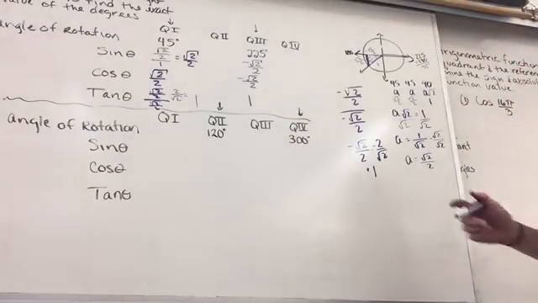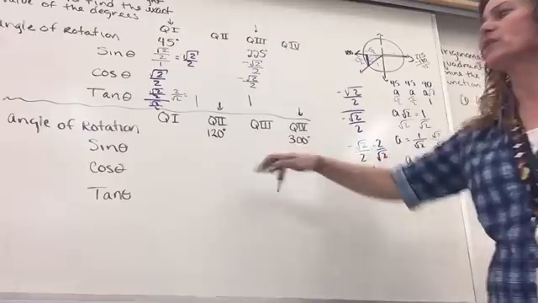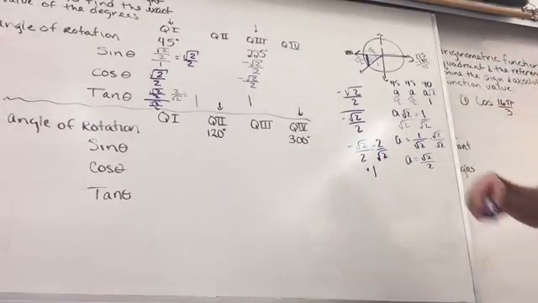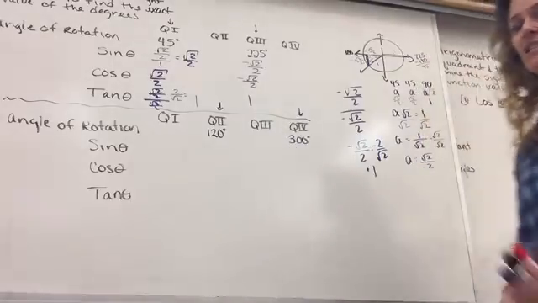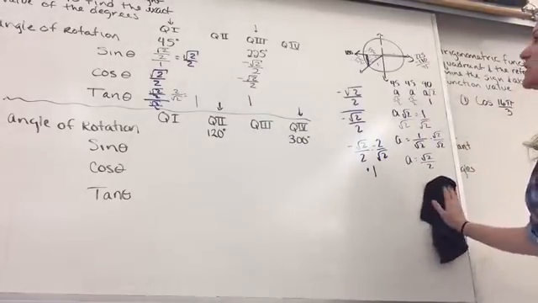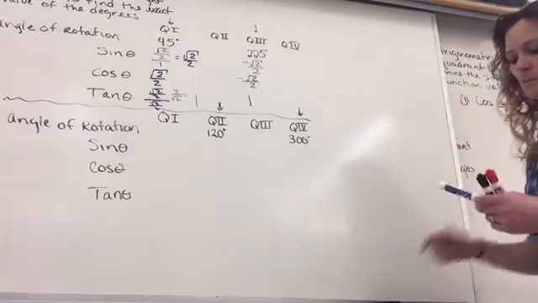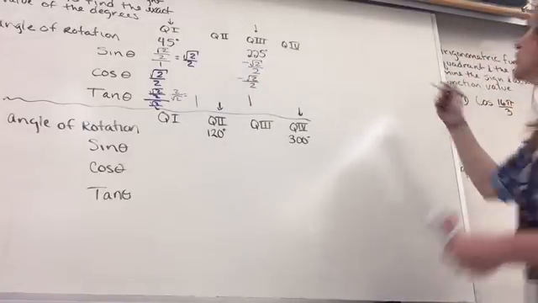Okay, we're going to go on and we're going to do some angles of rotation with some other ones. Now these both ended up 45, 45, 90. I don't know. What do you think these might end up? 30, 60, 90 maybe? So let's try that. So again, we start with that unit circle.